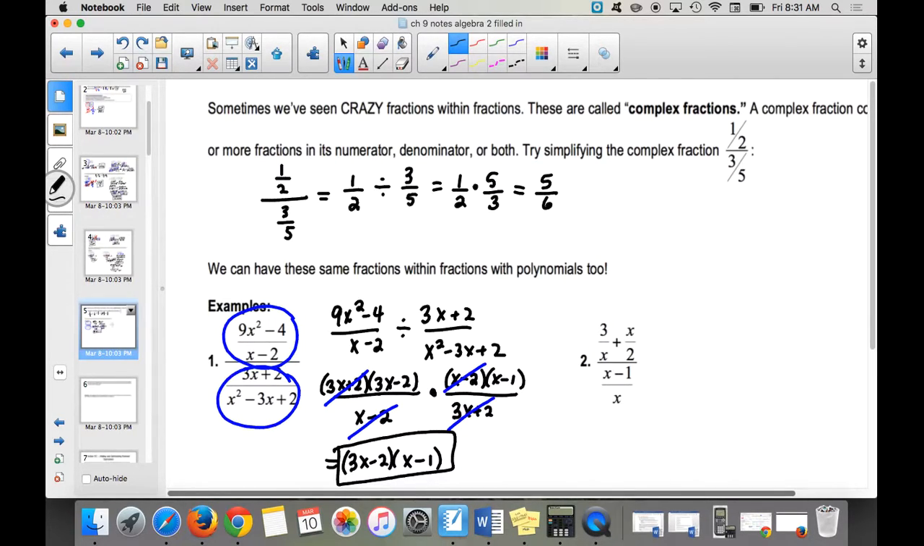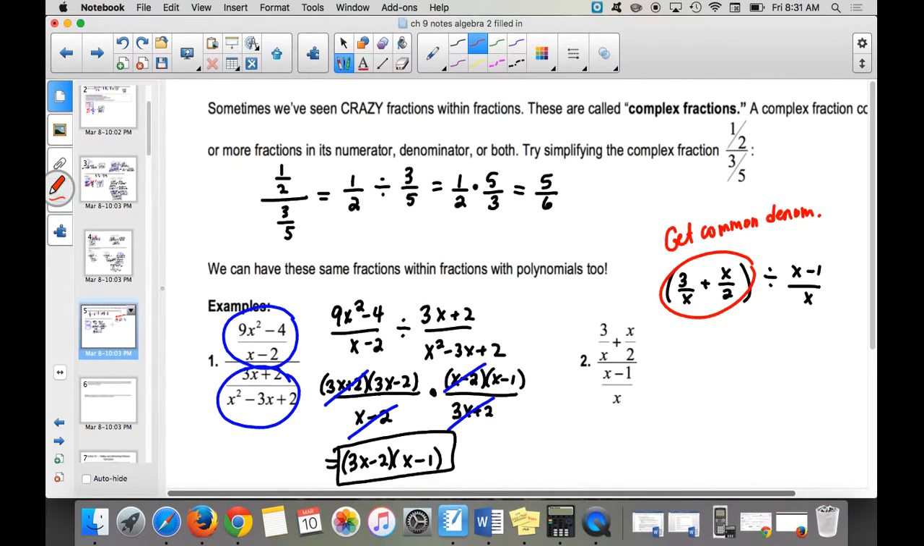All right, so the next one's a little bit harder because now we have an addition or subtraction sign with the fractions, right? So it gets a little bit weird. So if I was going to do this one, I would do my 3 over x plus x over 2 in parentheses, and then we're dividing by x minus 1 over x. And we're going to get common denominators. Okay, so we're actually going to be talking about this in 9.2, getting common denominators. But what do you guys think?